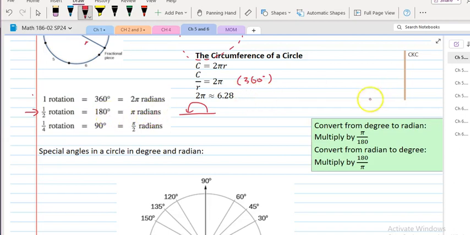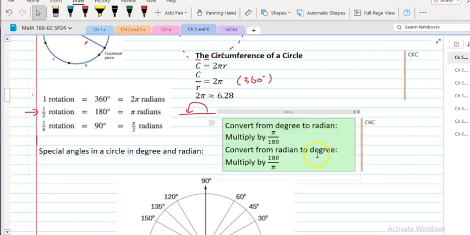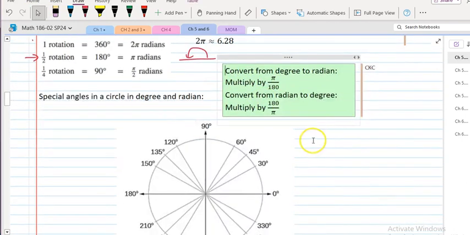To convert from, I don't know why this is on the left side. Let me see if I can move it back. Oh, it's not very good. So I should just cut it. Okay, I'll do it later.